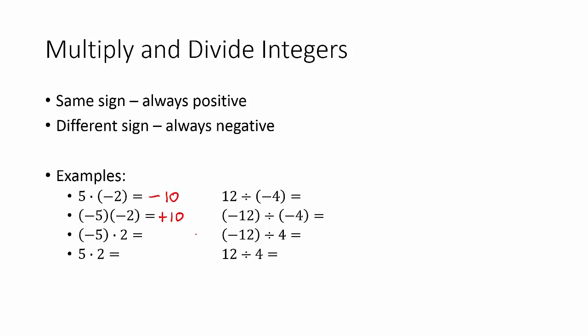Third example, negative 5 times 2. A negative times a positive. Different signs. The answer is negative 10. And we know positive times a positive is a positive. Same sign. 10.